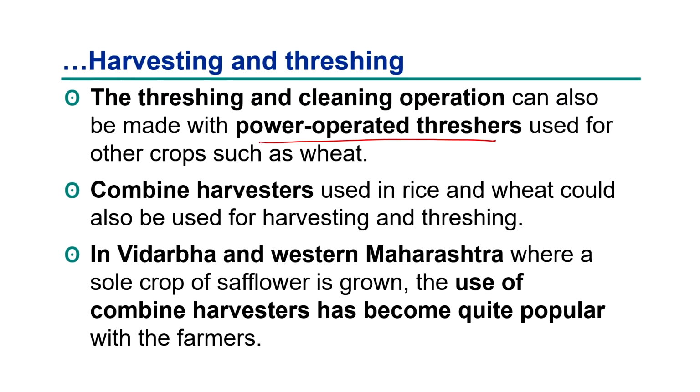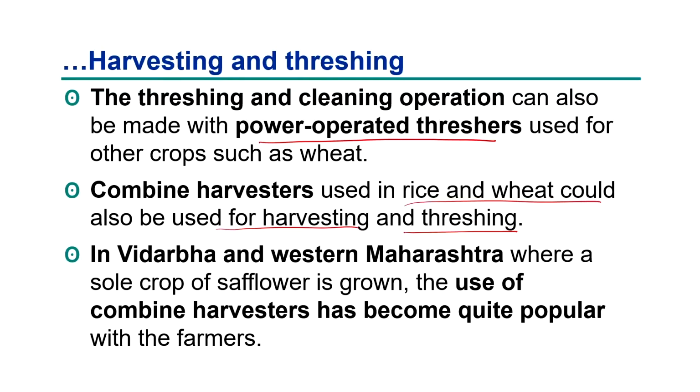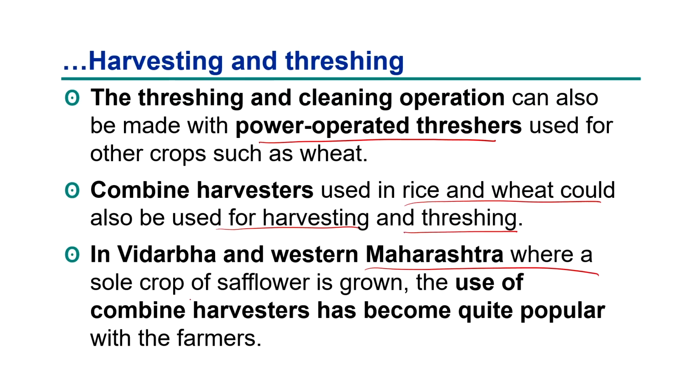Combine harvesters used in rice and wheat could also be used for harvesting and threshing. With some alterations, some modification, or with some calibrations, the same threshers or combine harvesters can be used. And as you know, the combine harvester will cut the crop, thresh the crop, and also clean the crop. In Vidarbha and western Maharashtra, where a sole crop of safflower is grown, the use of combine harvesters has become quite popular with the farmers. So combine harvesting area is increasing in the country.